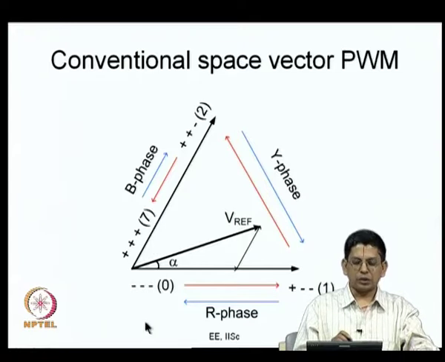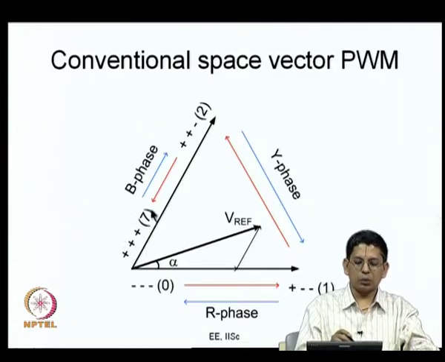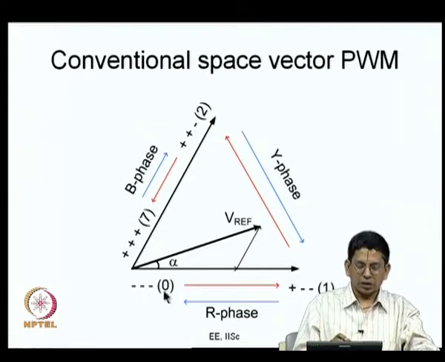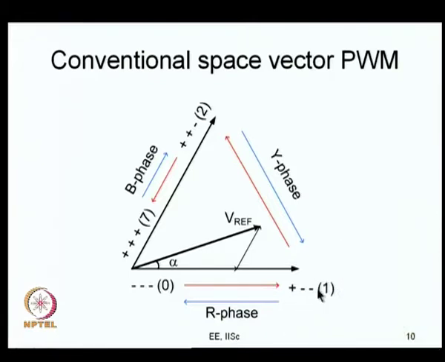So, what you do is you apply the 0 state, minus minus minus, for half the time and plus plus plus for half the time, that is Tz by 2, and here it is Tz by 2. You start here with minus minus minus, let us say stay here for Tz by 2 and switch the R phase to go to active state 1, stay here for T1 seconds, and from here you switch the Y phase and go to active vector 2, plus plus minus, you stay here for T2 seconds, then switch the B phase and you can go to the 0 state plus plus plus for Tz by 2.